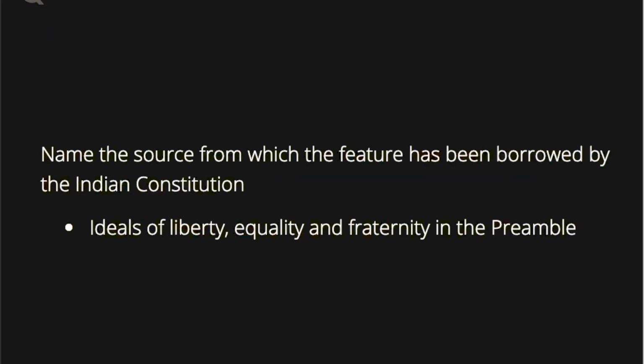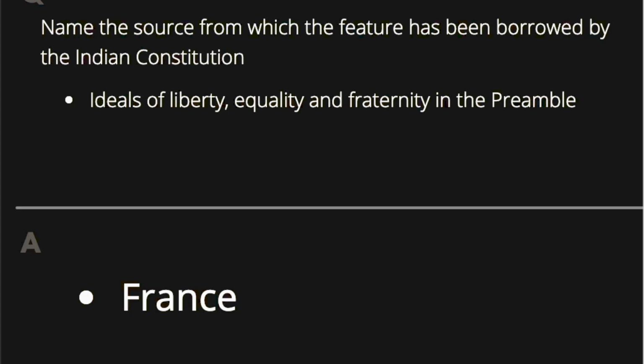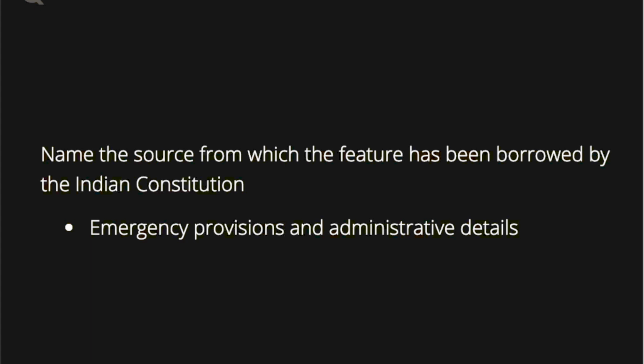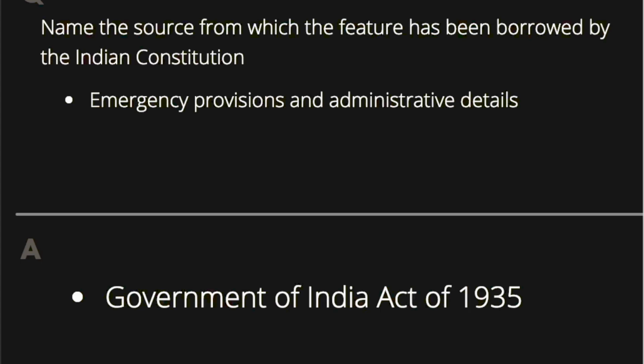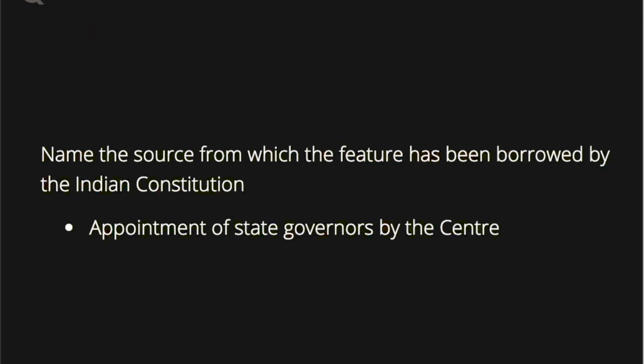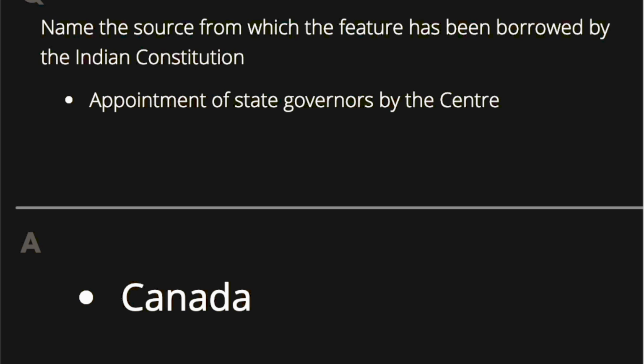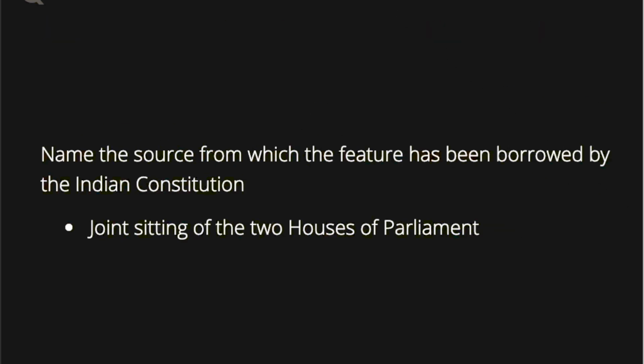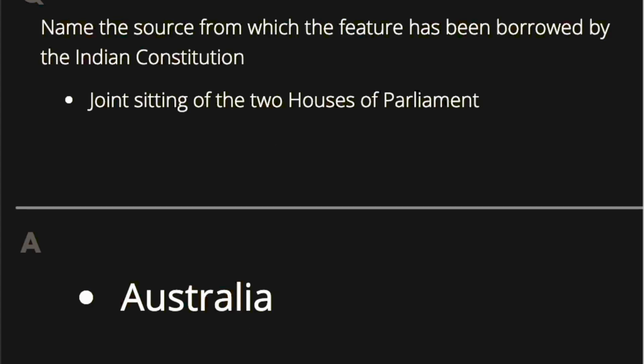Ideals of liberty, equality and fraternity in the preamble. France. Emergency provisions and administrative details. Government of India Act of 1935. Appointment of state governors by the centre. Canada. Joint sitting of the two houses of parliament. Australia.